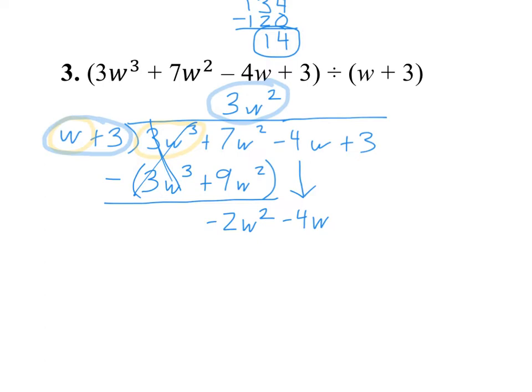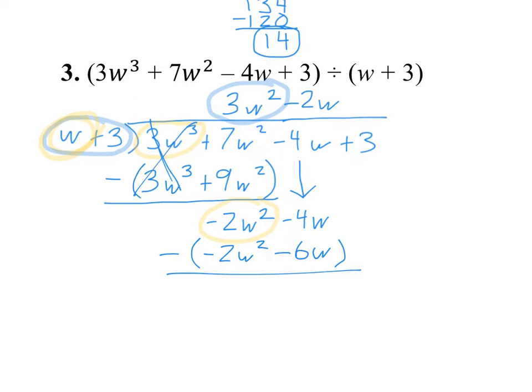And again, when you divide, you only look at the first term and the other first term. So that would be negative 2w squared divided by w is negative 2w. And when you write something on top, then you multiply by the w plus 3. So that would be negative 2w squared minus 6w. Put parentheses and subtract.